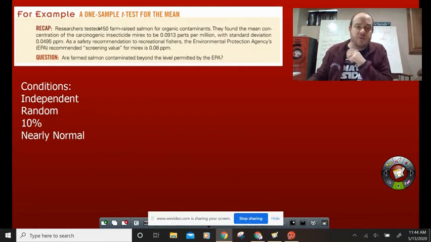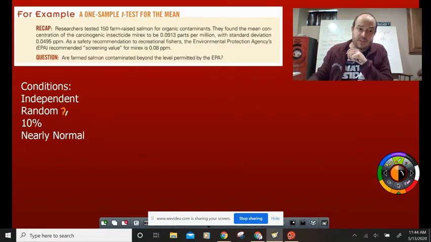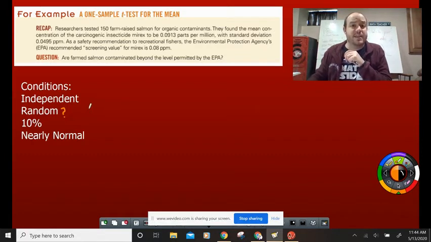Now, looking through here, it says they tested 150 farm-raised salmon. It does not tell us how they did it, which means we are unsure if this is random or not. And remember, anytime we are unsure of our conditions, what do we say? We are going to proceed with caution.